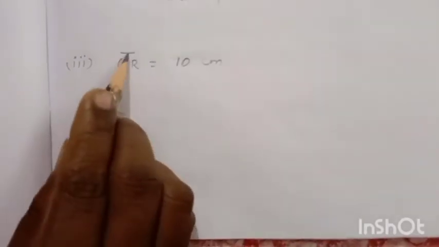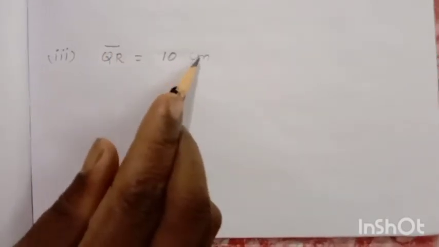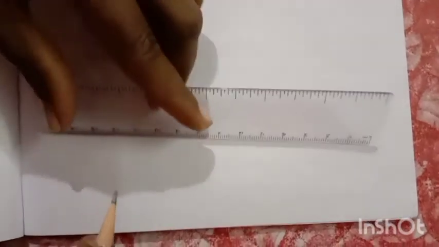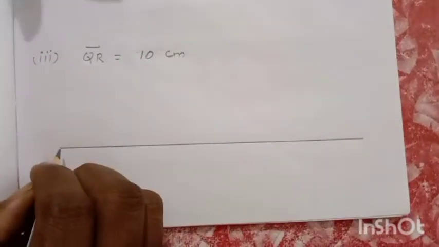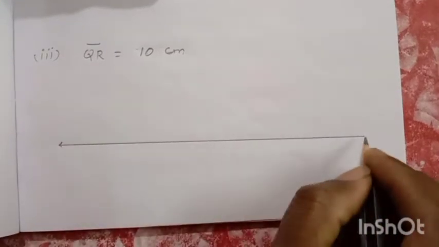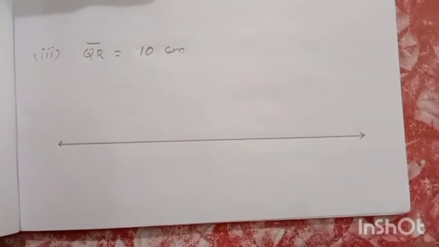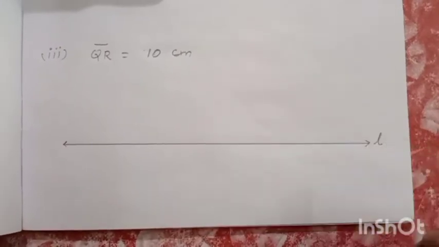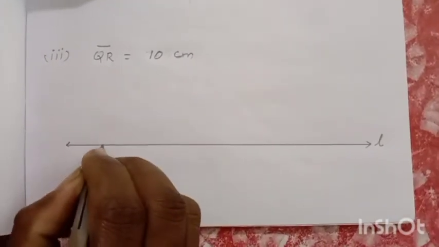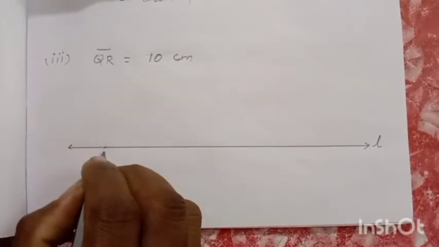Third problem, line segment QR is equal to 10 centimeter. Okay students, first you have to draw the straight line L. Straight line means, on both sides you have to use an arrow mark. This arrow mark denotes no end. You have to give the name L. Mark the starting point Q.